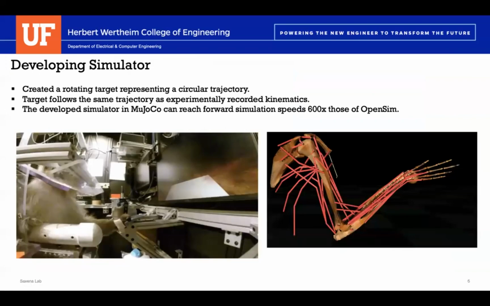Then we developed a simulator. We created a rotating target to present a circular trajectory. The target trajectory was made to follow the experimentally observed kinematics. The developed model in MuJoCo can reach forward simulation speeds that are 600 times faster than those of OpenSim.